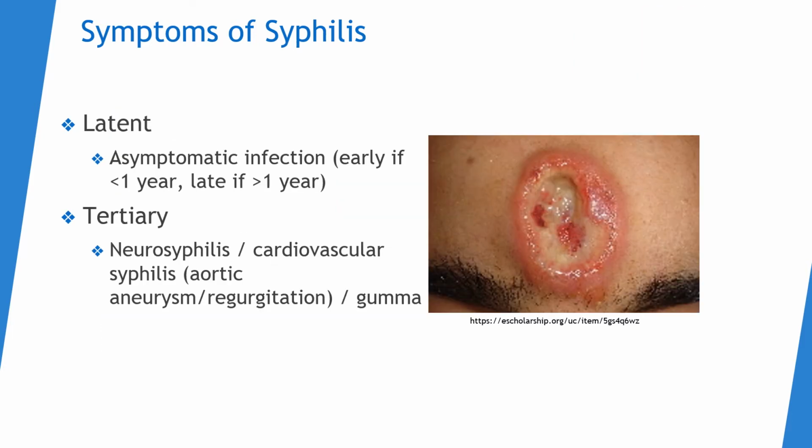Latent stages may last up to a year and beyond. The tertiary stage is where tissue destruction called gumma begins, and it can occur in any organ.